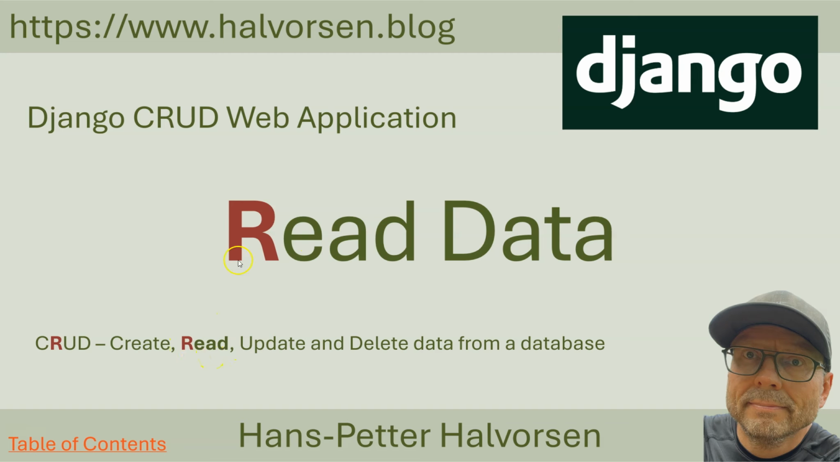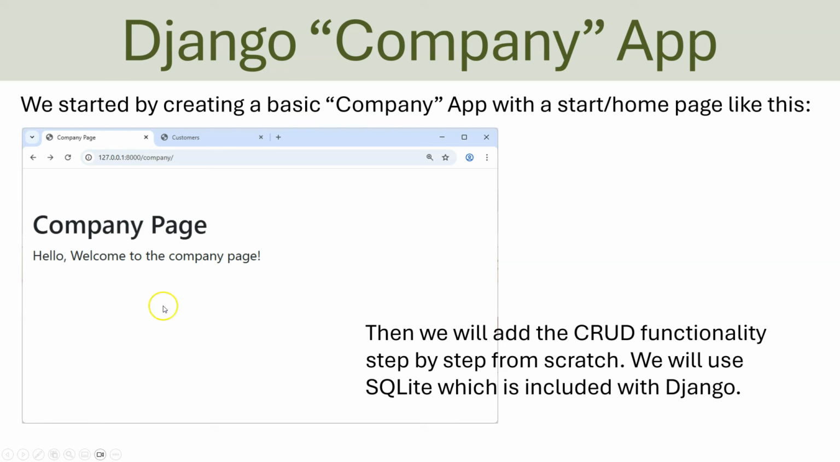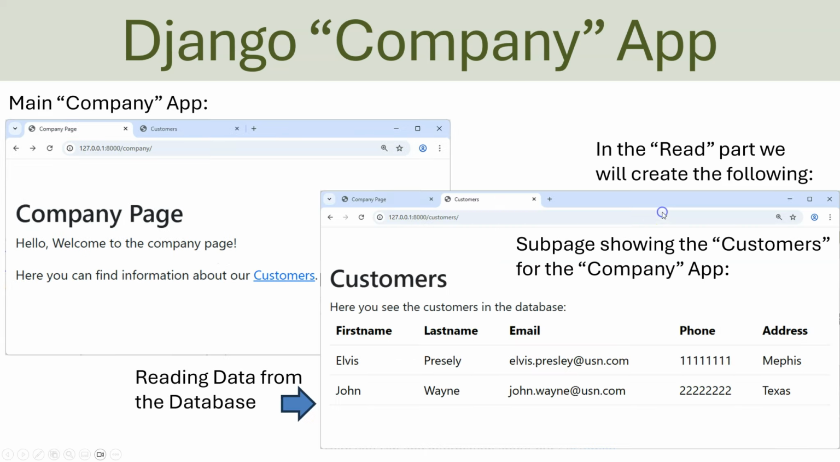of the CRUD functionality. So far we have created this Django company app. So far we have just created a startup page saying this is a company page, hello, welcome to the company page. And now we will add CRUD functionality step by step from scratch. We will use this SQLite database which is included with Django. So we will start with the read part of the CRUD functionality.